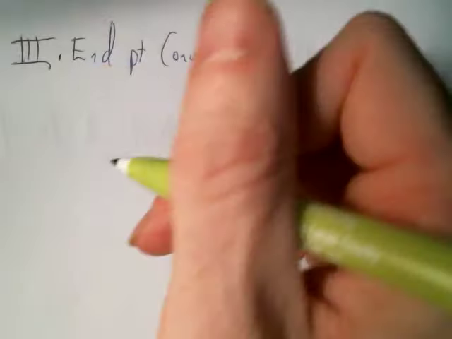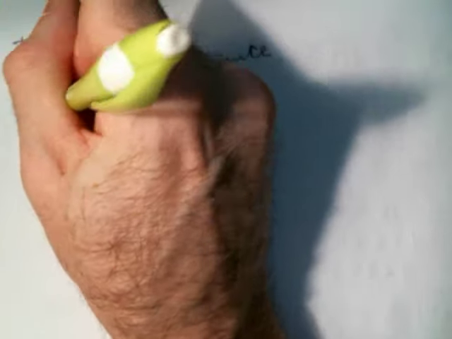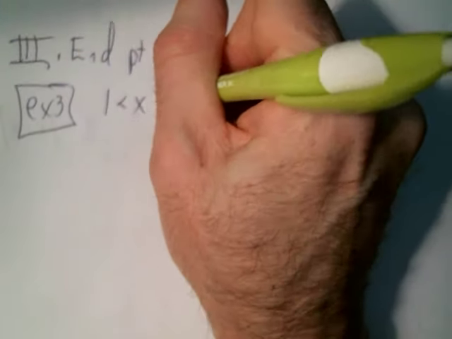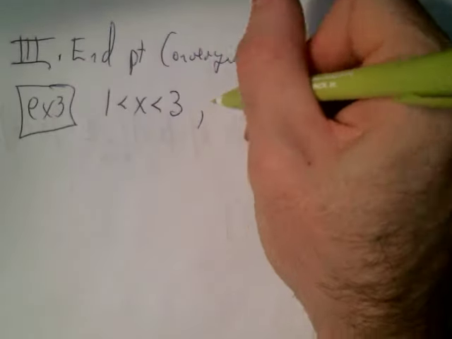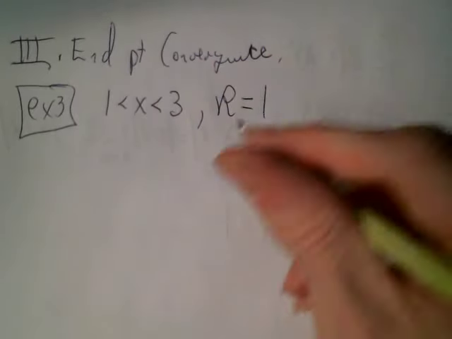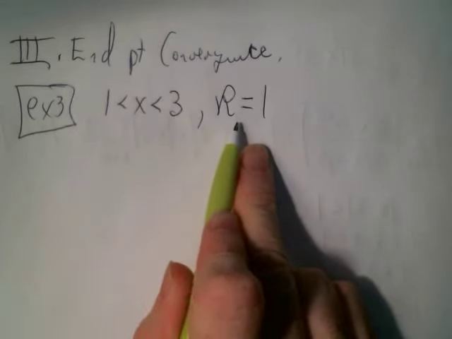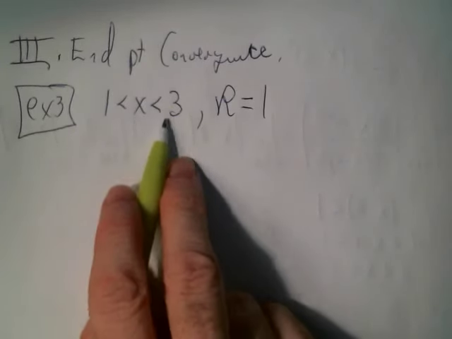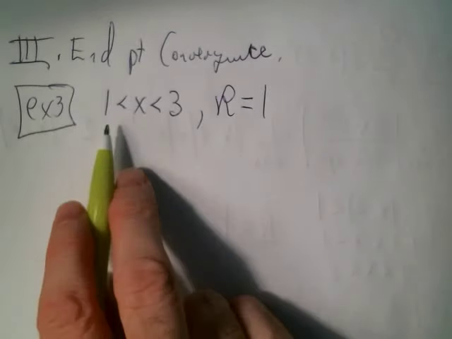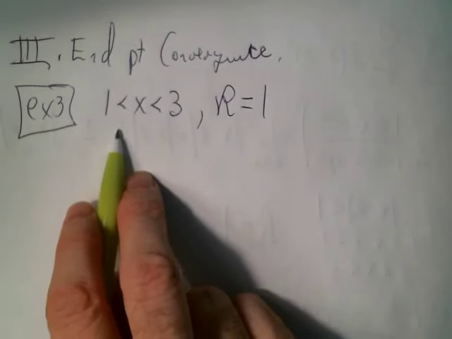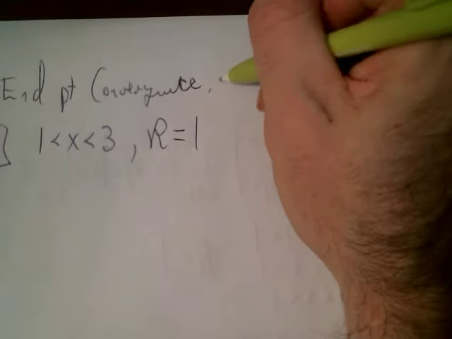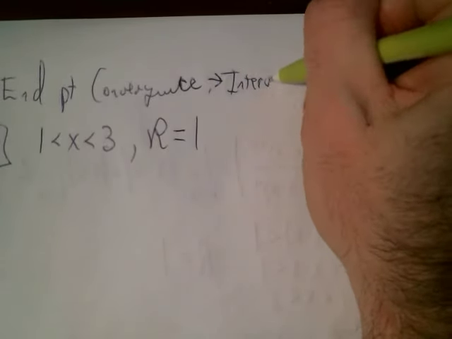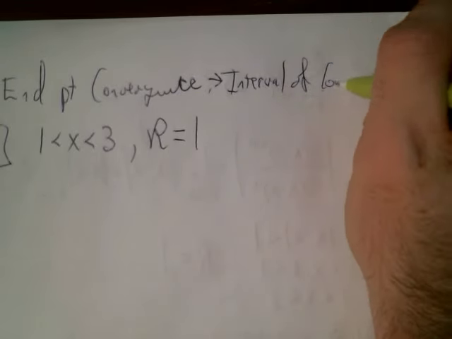Okay, so let's look at example 3 again, and we've already sort of started it. I noted the interval of convergence is going from 1 to 3, so the radius is half the length of the interval, which is just 1. I still need to check the endpoints, and what this is going to give me is the interval of convergence. Endpoint convergence tells me the interval of convergence.